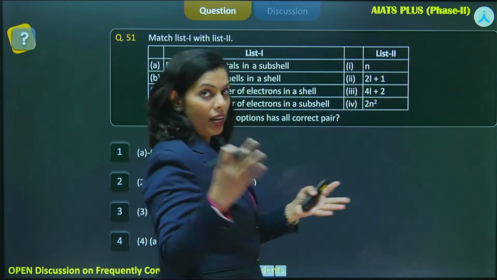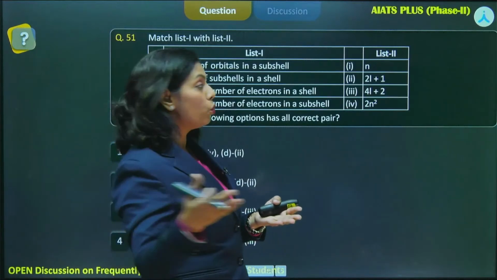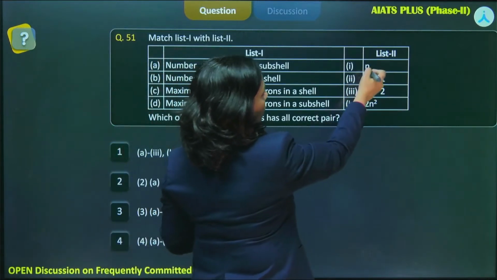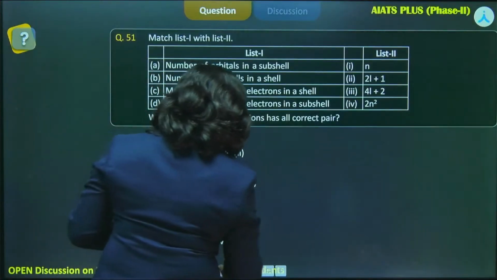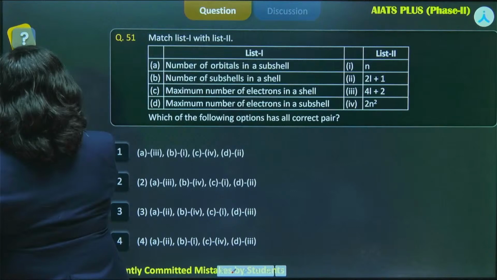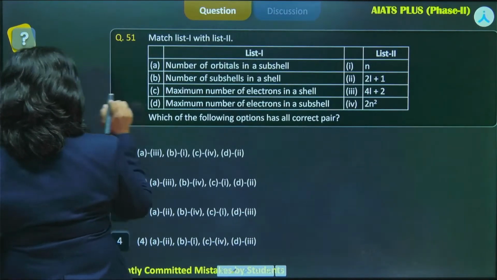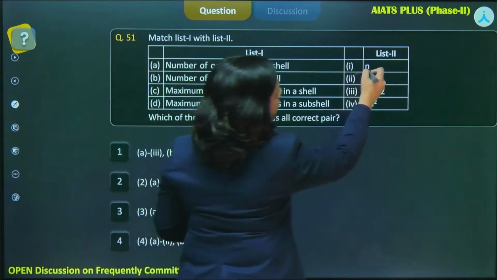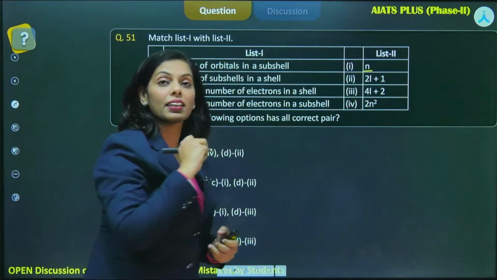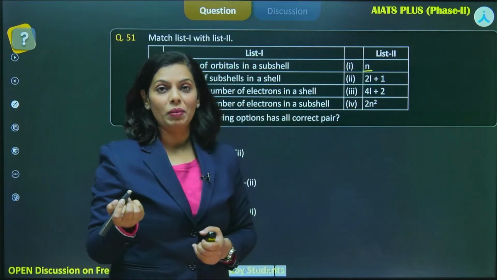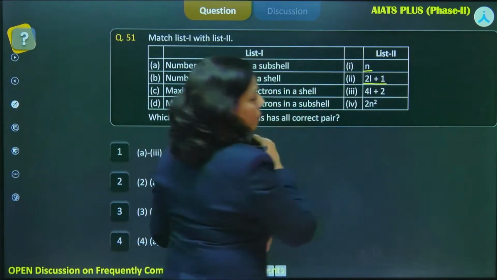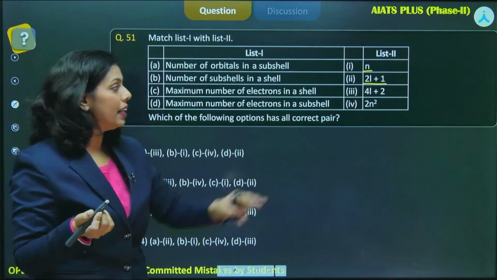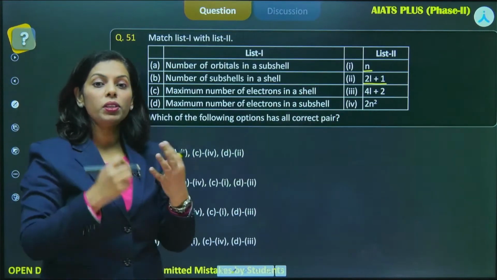As a chemistry teacher and as a chemistry student, you can understand that they are talking about the n value. It may be the principal quantum number. So let me just take my pen from here. Okay, so this n, what is it representing? This is the principal quantum number, right? And the second value is 2l plus 1. So what is that l representing? Azimuthal quantum number. So some of the things we identified.